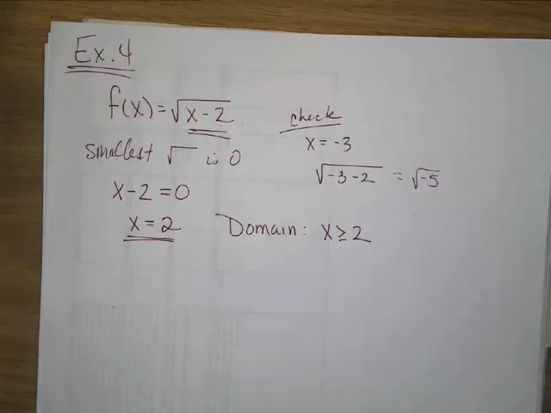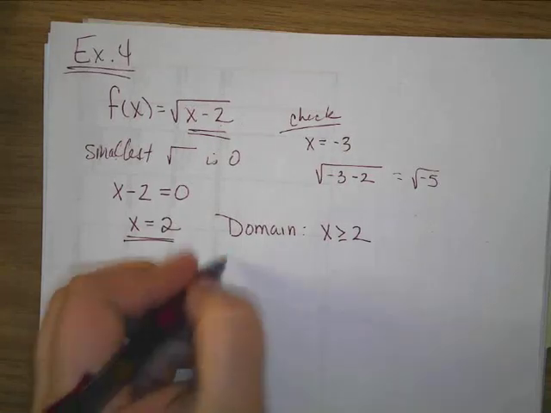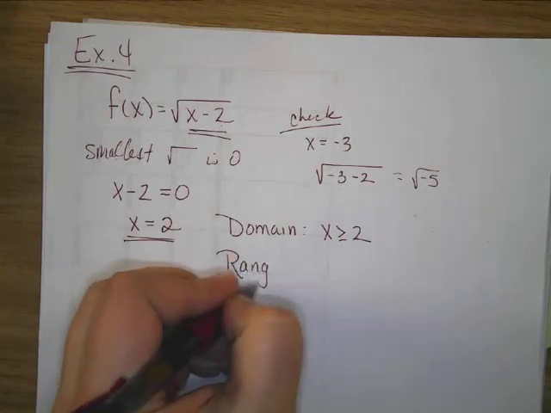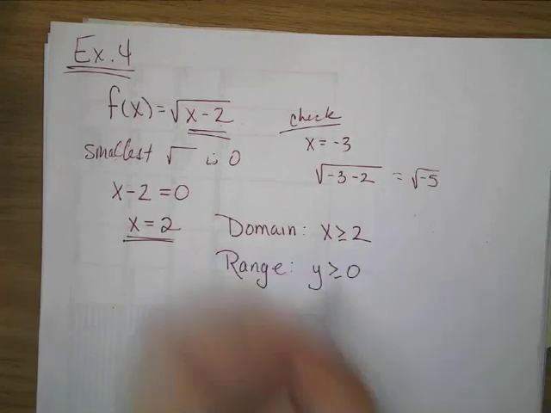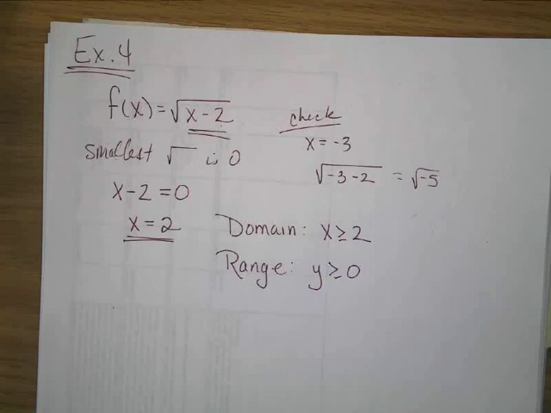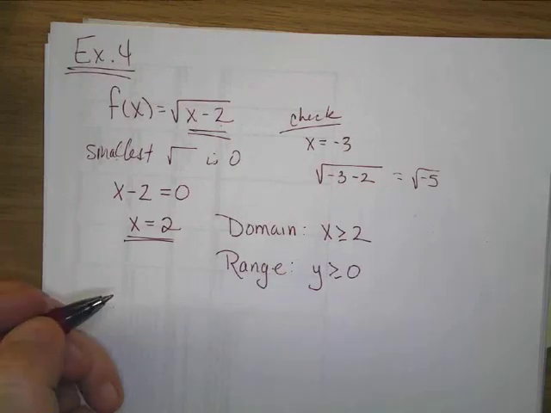is x is greater than or equal to 2. Is that okay? Now, if the smallest thing under a square root we can have is 0, and we can't have any negatives, what are all our answers going to be coming out? All of our answers coming out are going to be positive numbers. So our range, what's the smallest output we get? 0. And then everything else is going to be positive. So do you see how you kind of have to think your way through that? Okay. So the first thing they wanted from us is domain and range.